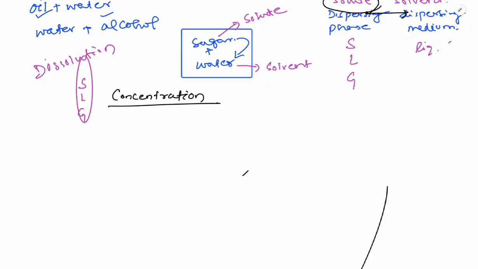On the basis of requirement, concentration is further classified into the following types: strength, percentage, parts per million, normality, molarity, molality, and mole fraction. So there are 7 types of concentration. Now, what is strength?